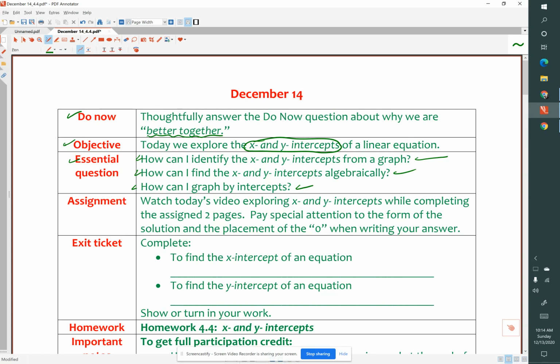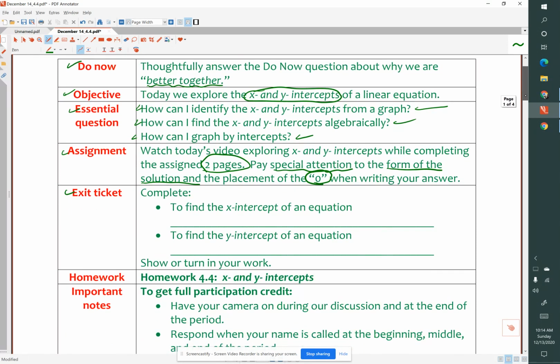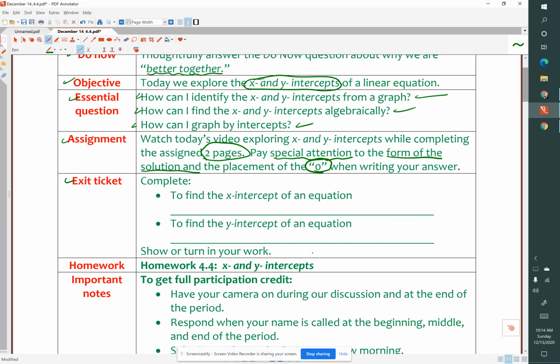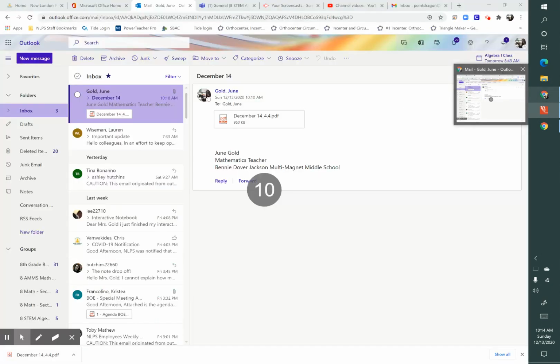After you watch this video, or while you're watching this video, make sure you complete the two assigned pages. When you do that, I want you to pay special attention to the form of the solution, how you write your answer, and the placement of the zero when you write your answer. Our exit ticket, we will complete these two sentences that talk about how to find the x-intercept of an equation and the y-intercept of an equation, and make sure you turn in your work. That's where you get some of that participation credit.